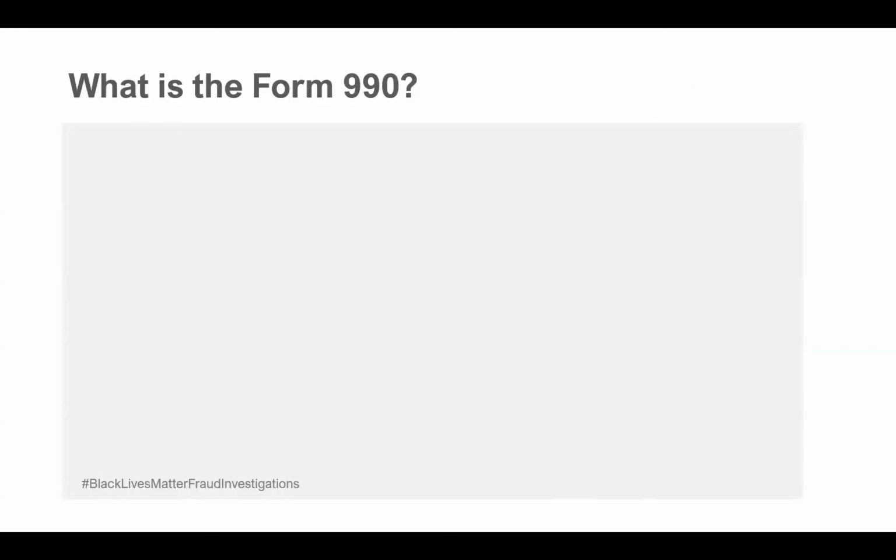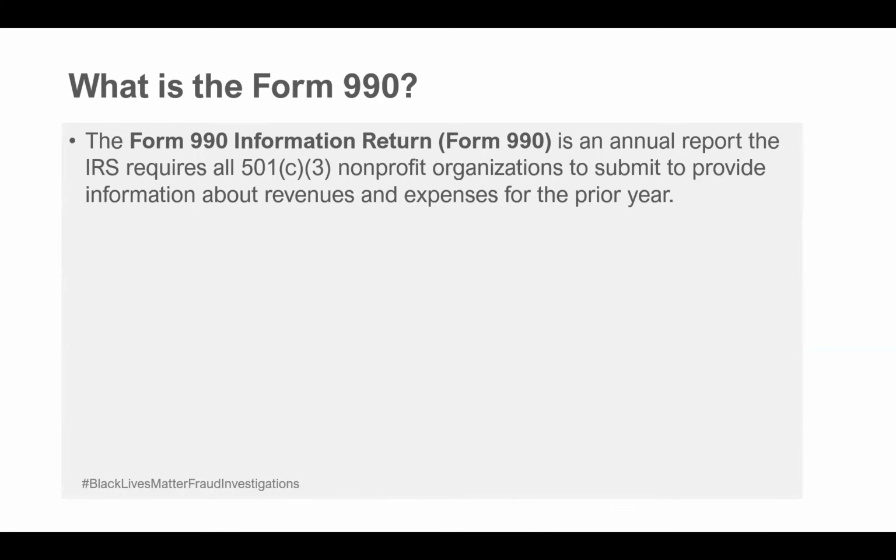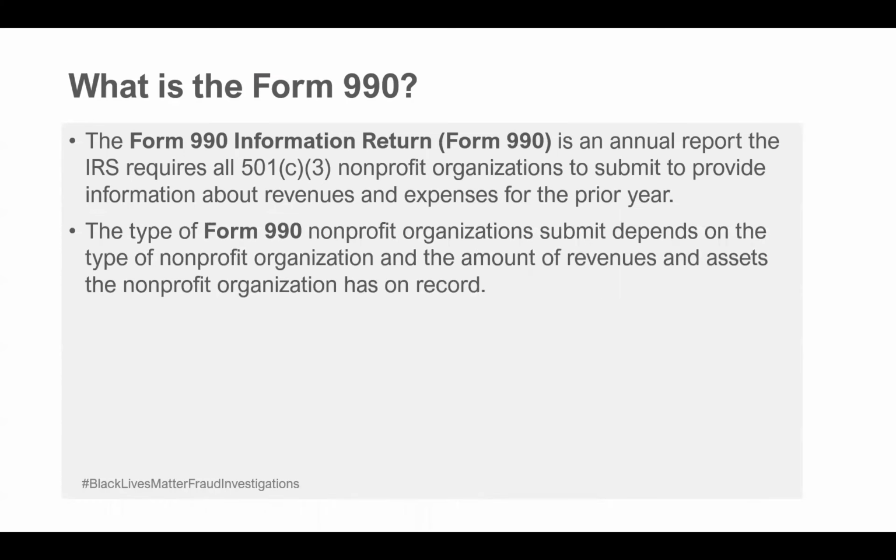So now, what is the Form 990? Let's talk about what it is before we look at it. The Form 990 Information Return, or Form 990, is an annual report the IRS requires all 501c3 nonprofit organizations to submit to provide information about revenues and expenses for the prior year. The type of Form 990 nonprofit organizations submit depends on the type of nonprofit organization it is and the amount of revenues and assets the nonprofit organization has on record.